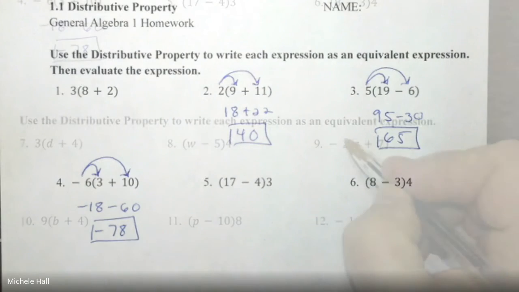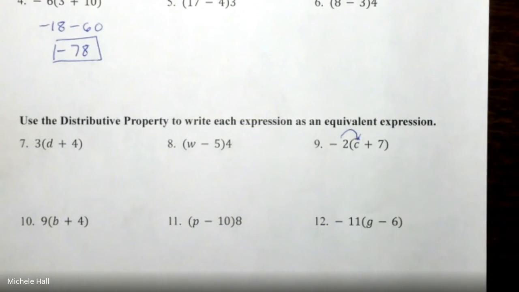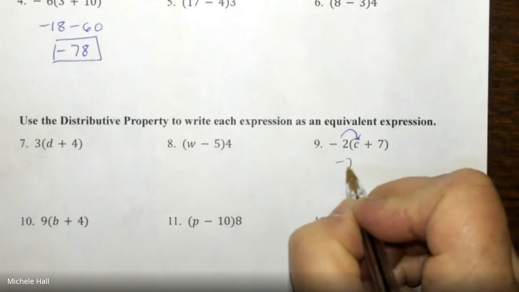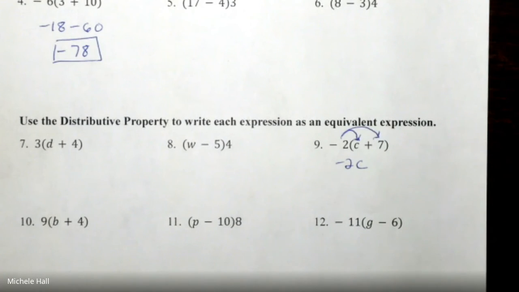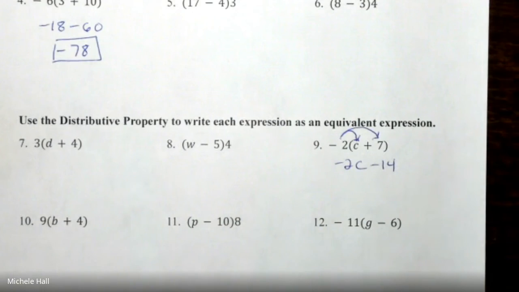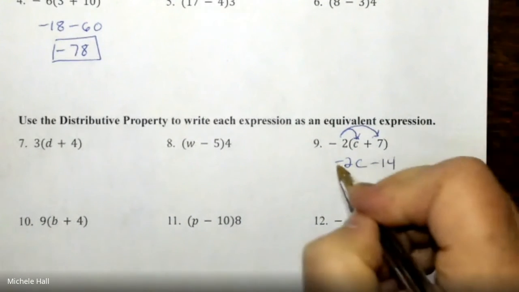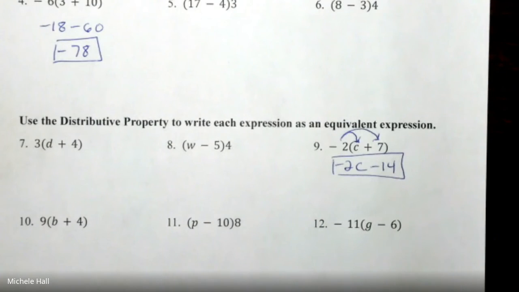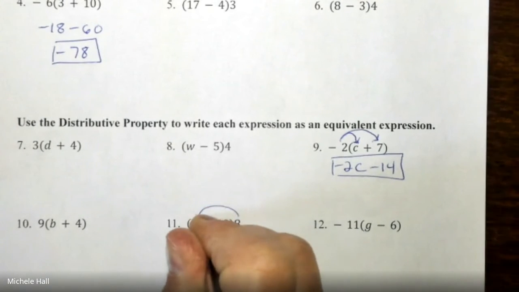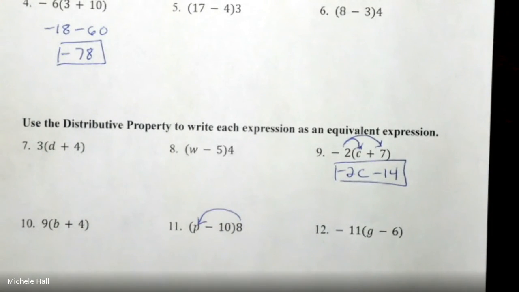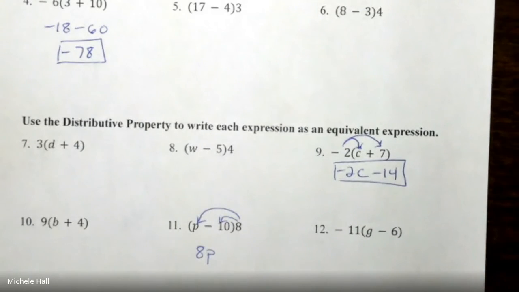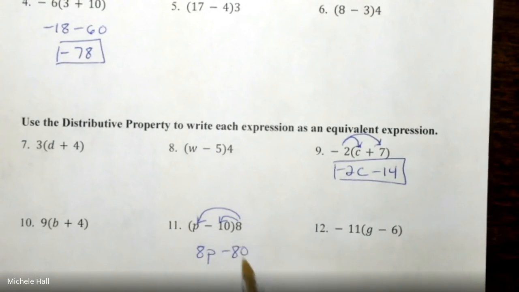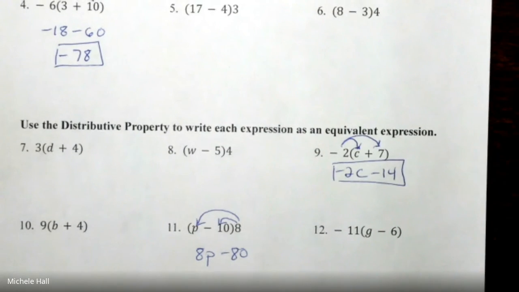Okay, let's look at some of the ones down bottom. Negative 2 times C. Very good, negative 2C. Negative 2 times negative 7. Negative 14. Can I combine negative 2C and negative 14? Nope, final answer. Number 11. 8 times P, 8P. 8 times negative 10, negative 80. And I can't combine these together. Final answer. Go ahead.